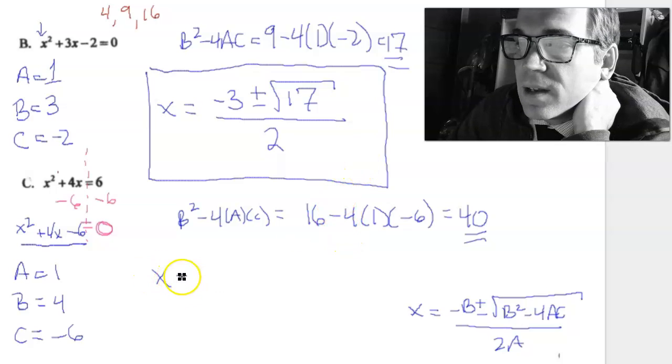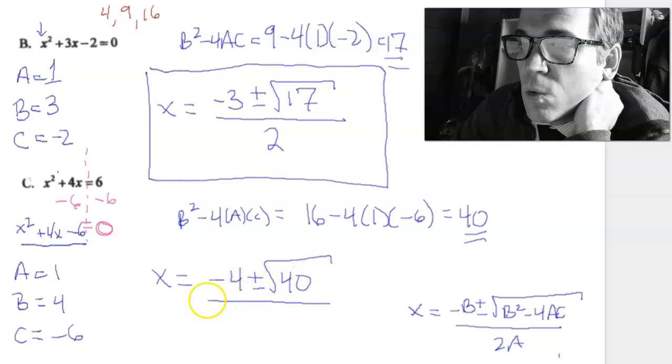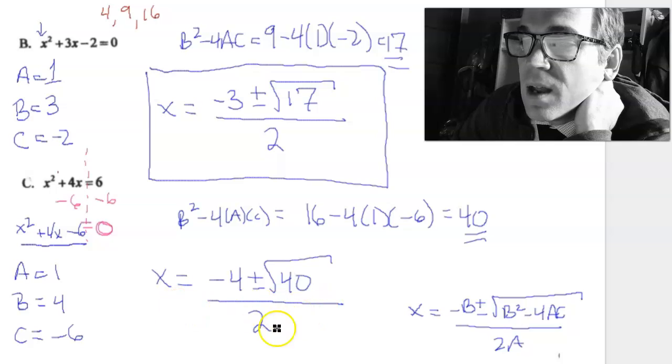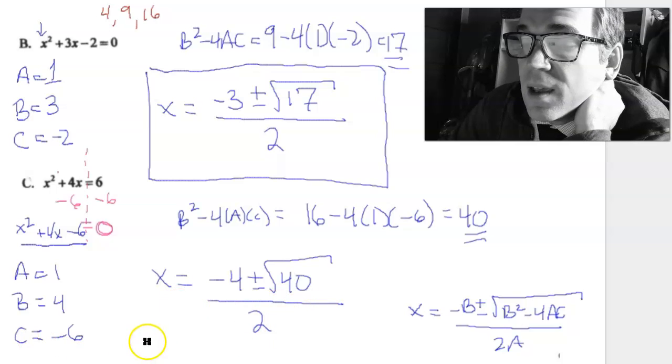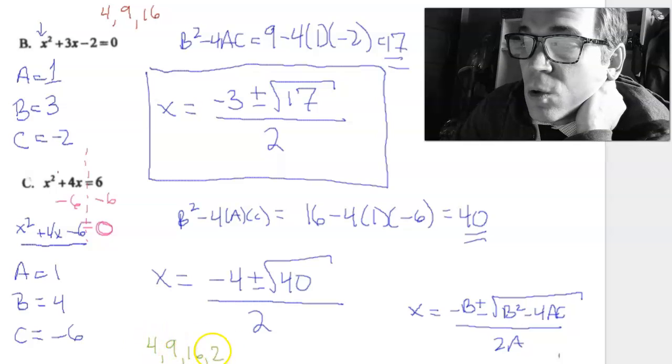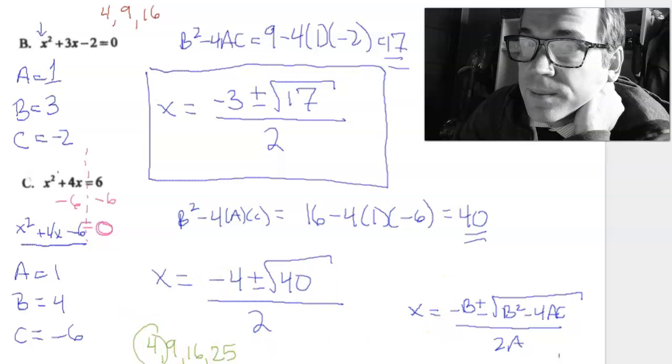So x is going to equal the opposite of b plus or minus the square root of that number we just figured out. That whole thing will be over 2 times a. Now, here's the thing that also makes this particular problem a little bit different. As I go through my perfect squares, and I think if any of them are going to go into 40, I do see that 4 does go into 40.